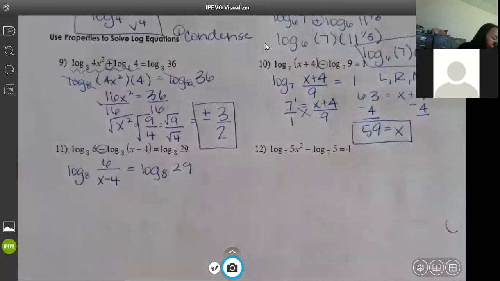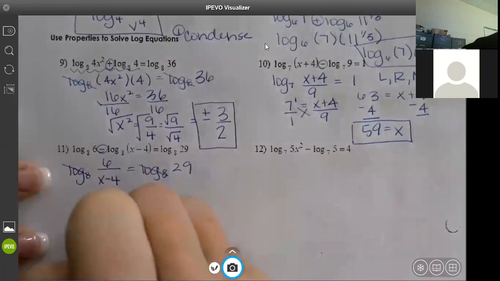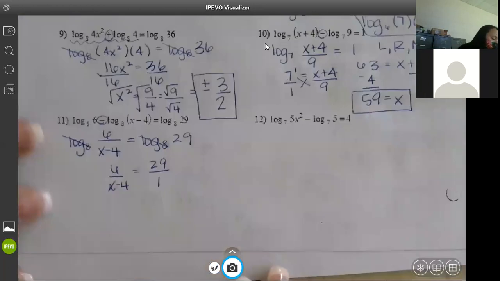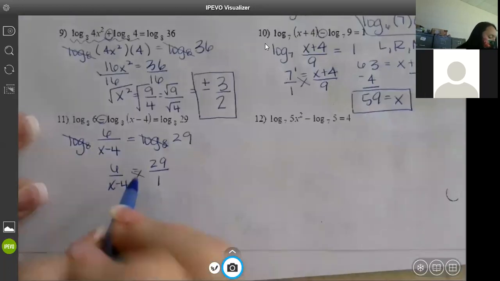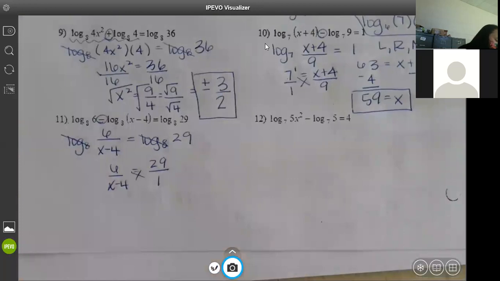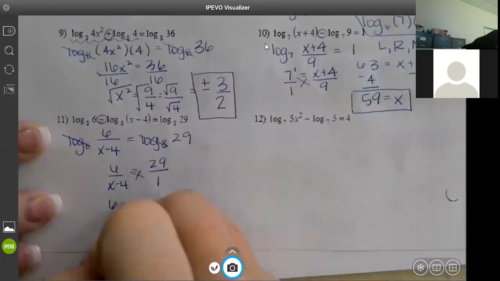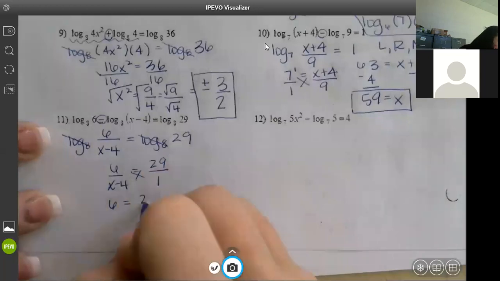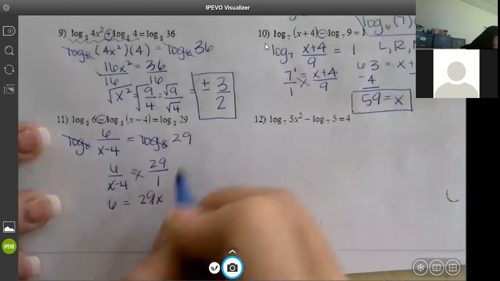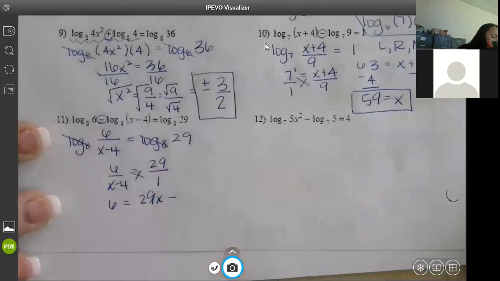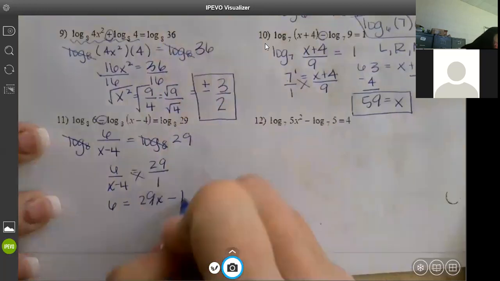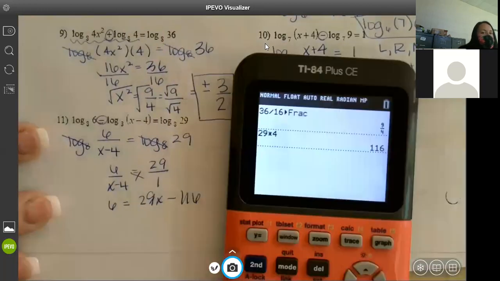Cross out the logs. 1 on one side, 1 on the other. We can mark it up. And then we're solving this the same exact way that we solved the last one, because we're going to put 29 over 1 and cross multiply. 6 times 1 is 6. 29 times x is 29x. And then 29 times 4, again, don't feel bad if you got to use your calculator, is 116. Okay, use your calculator all you want to.